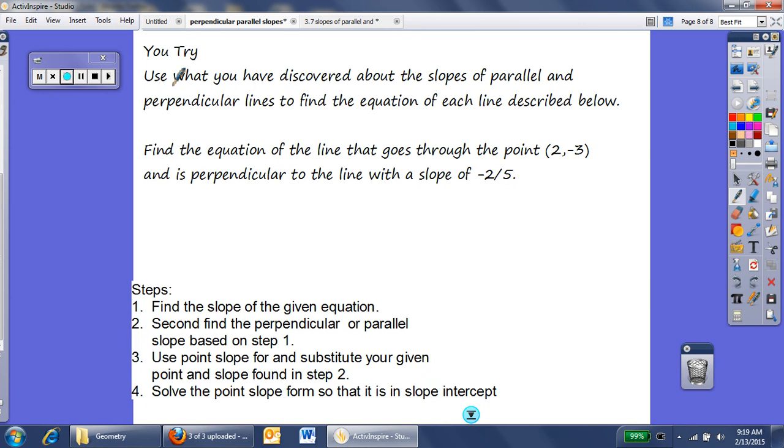That's our lesson for today. Here is one you try. Go ahead and find this equation, and I'll see you in class tomorrow.